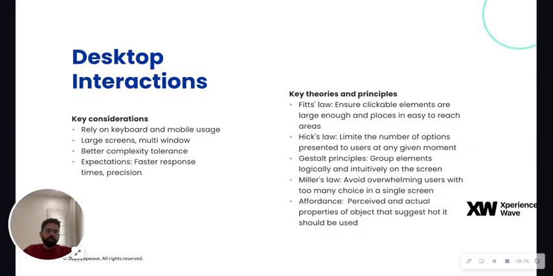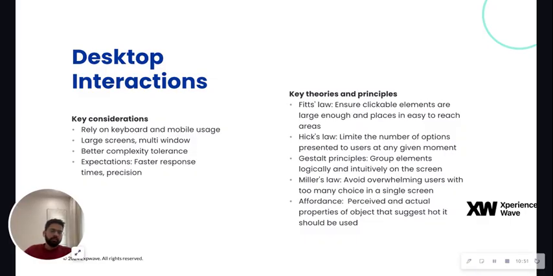And what are the expectations from a desktop interaction? Users expect that the system responds faster, that is faster response times, and higher precision, and accessibility to advanced features like drag and drop functionality, resizable windows, or even multi-level navigation as well. So some of the familiar interactions include double clicking, right click context menus, hovering. These are rather very standard as well.